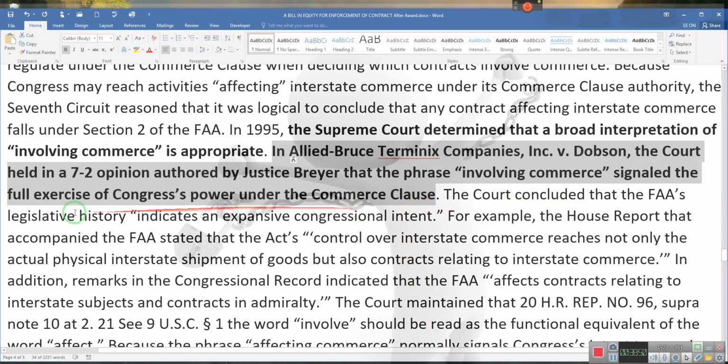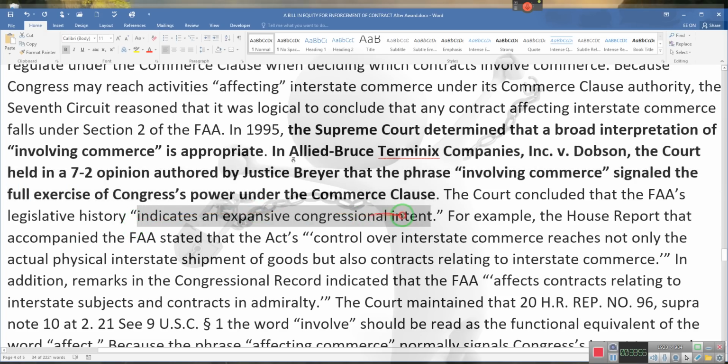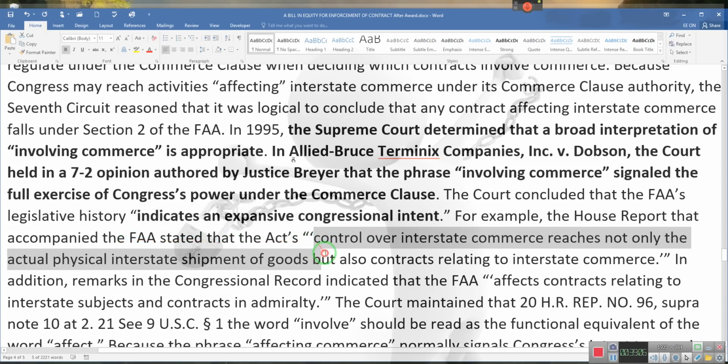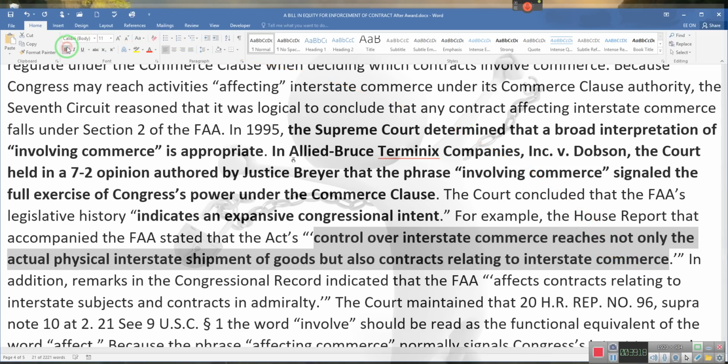The court concluded that the FAA legislative history indicates expansive congressional intent, and that's what the court must go to when interpreting a statute. For example, the House report accompanying the FAA stated that the Act's control over interstate commerce reaches not only the actual physical interstate shipment of goods, but also contracts relating to interstate commerce. Your contracts. You feel me? That's why this is important.